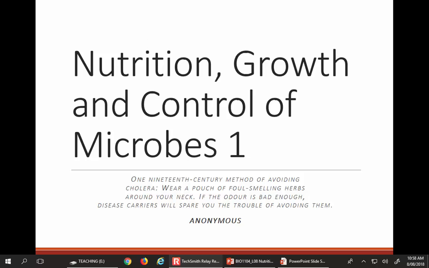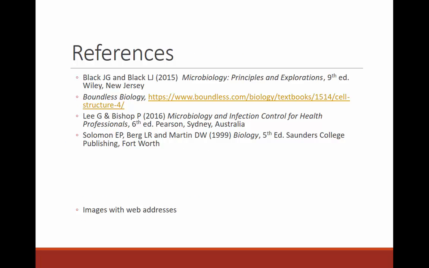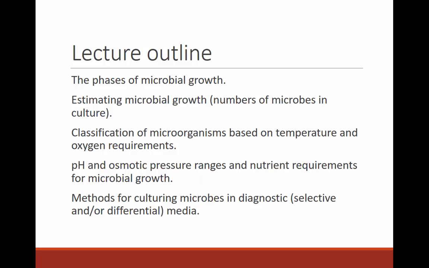Welcome to Nutrition, Growth and Control of Microbes. This is the first in the series of this, and we're going to be looking at the phases of microbial growth. We're going to be looking at some estimates of microbial growth, so numbers of microbes that have been grown in culture. We're going to look at some of the classifications of microorganisms, and that's based on how well they grow at different temperatures, different pHs, different osmotic pressures, and we're going to look at some of the nutrient requirements as well.